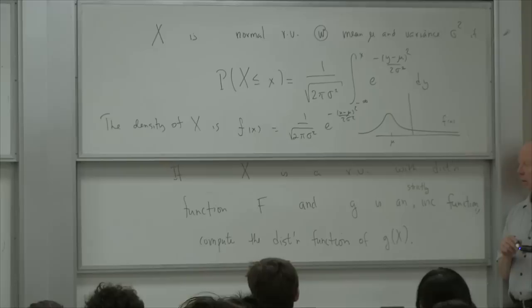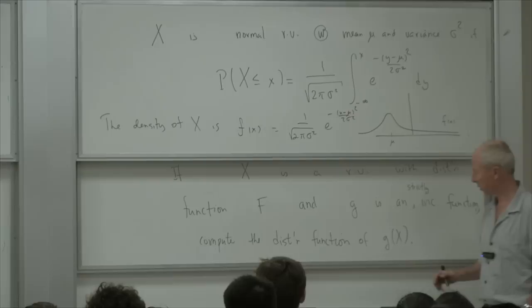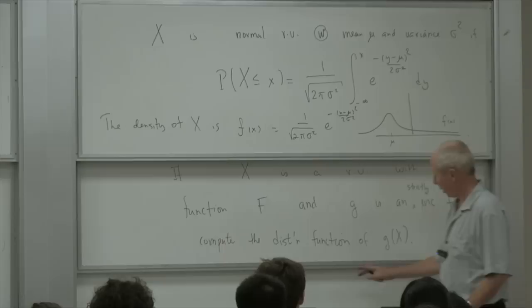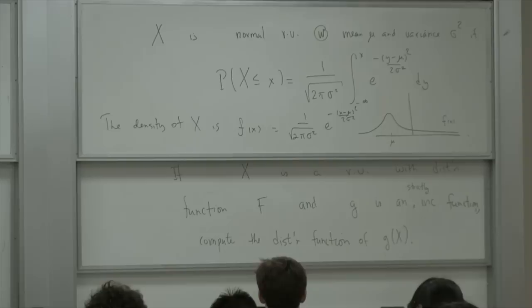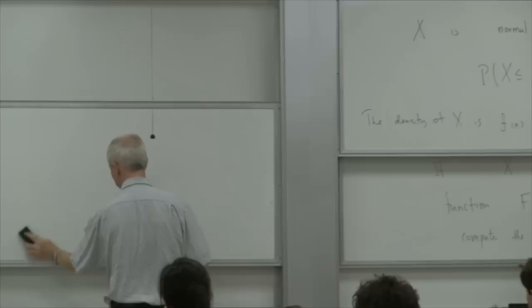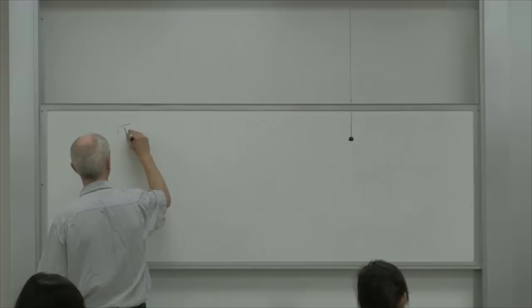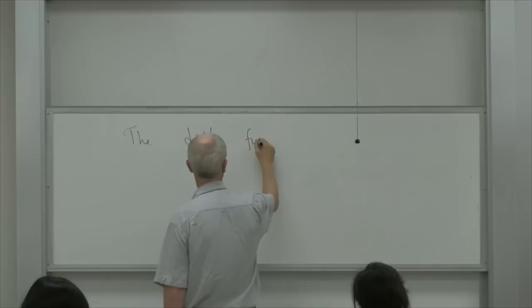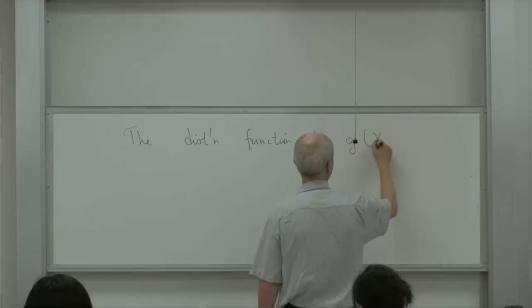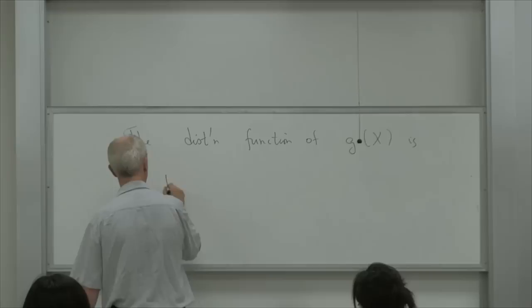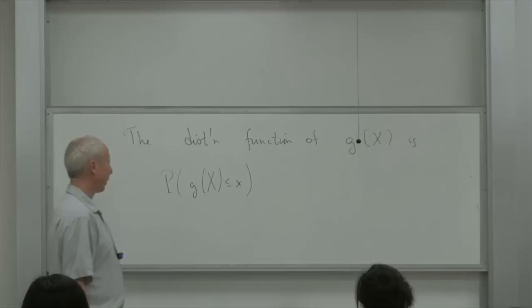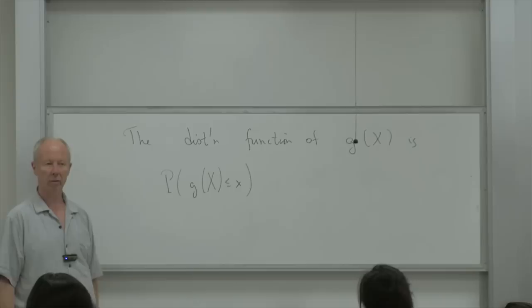And then we take g of x. And what's the distribution function of g of x? So that's another random variable. A function of a random variable is a random variable. And what's the distribution function of a random variable defined by? It's just that. It's the probability that that random variable is smaller than or equal to little x. It's this function of little x.